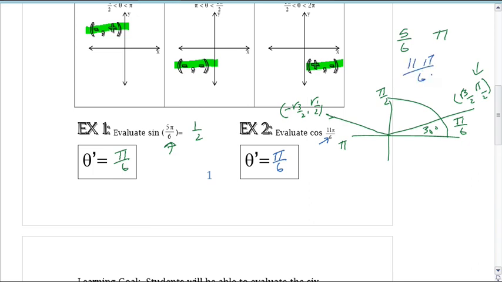So 11 pi over 6. If we think about 11 pi over 6, and I divide it, it's really close to 12 over 6, which would make 2. So we're really close to 2 pi. That would mean it would have to live in the fourth quadrant. Okay, so it would be between 3 pi over 2 and 2 pi. So 11 pi over 6.